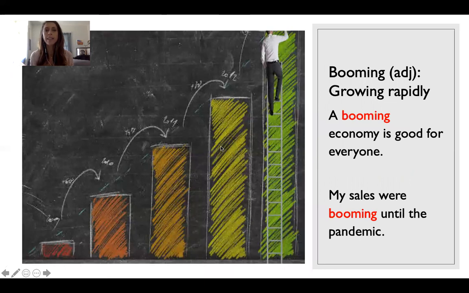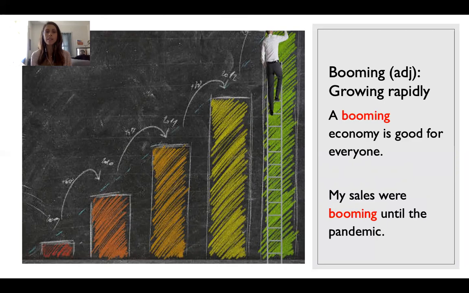All right, so this next slide, the word is booming, which is an adjective, not a verb. So please don't use the verb boom. It's also an interjection, like boom, but we're talking about booming as the adjective, and this means to grow rapidly. A sentence is, a booming economy is good for everyone.